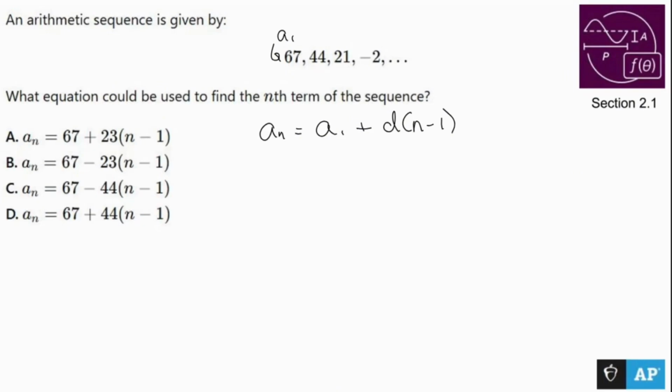Now what do I do to get from one number to the next? Well, it looks to me that to get from 67 to 44, you subtract 23. You're going to do that again, subtract 23. It's an ugly looking 23, subtract 23. That would be my common difference.